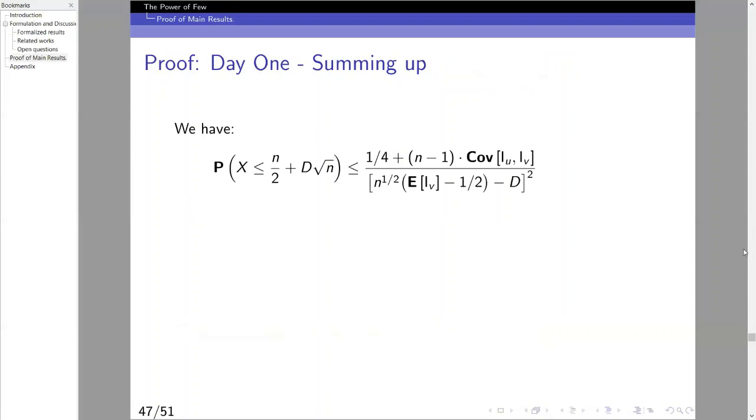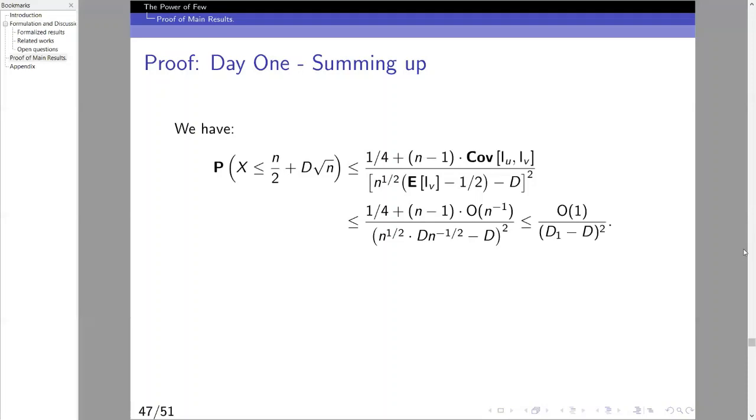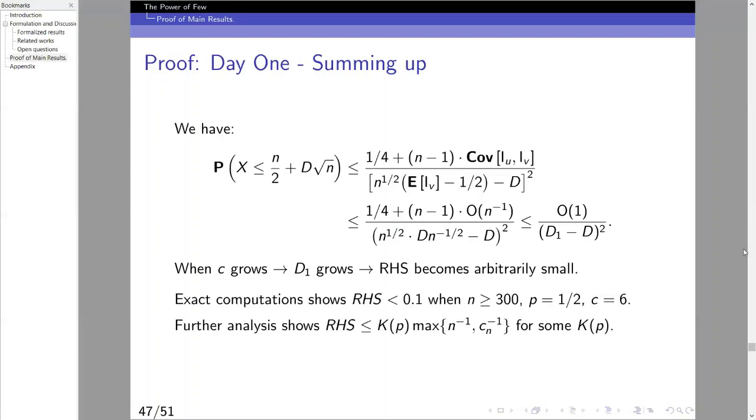To summarize, we use a Chebyshev bound to bound the chance that we have less than n over 2 plus d times square root of n red nodes in day 1. This term will be a constant over d squared, where d increases with c, and so it becomes arbitrarily small. By exact computation, it will be less than 10% when p is 1/2 and c is 6. So that's the first theorem.